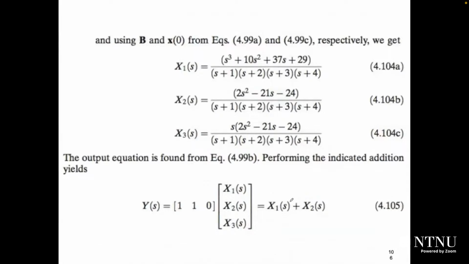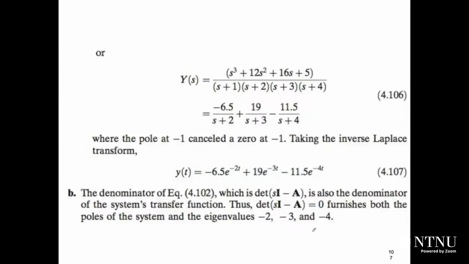So once you have those states, you can get y of s. y of s will be C multiplied by x of s, so it will be x1 of s plus x2 of s. Summing this one with this one, we will get y of s. So y of s will be this, right? And we will use partial fraction expansion. So it will be k1 divided by s plus 1, plus k2 divided by s plus 2, and so on, k3 divided by s plus 3, plus k4 divided by s plus 4.